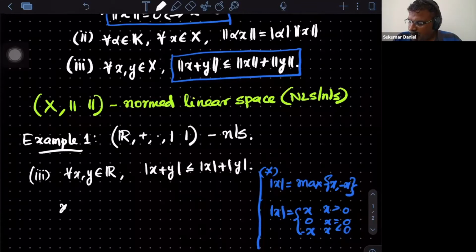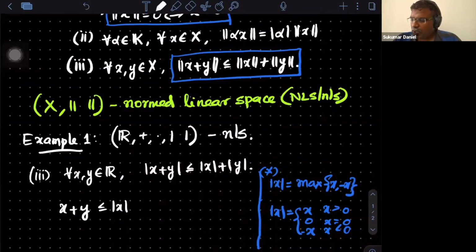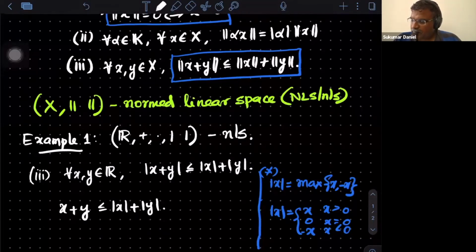So that's what we will do now. I'll start with, say, x plus y. And what I know is the connection between x and mod x. Since mod x is the maximum of x and minus x, it has to be bigger than x as well as minus x. And y also has to be less than or equal to mod y, because by definition, remember I'm using only the definition, mod y is the maximum of y and minus y, so it has to be bigger than y. This I can get.